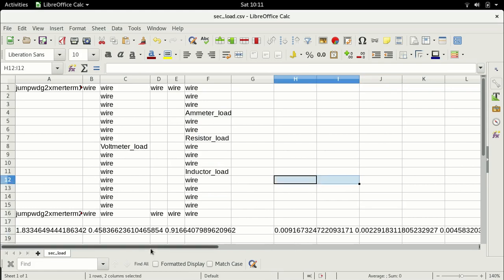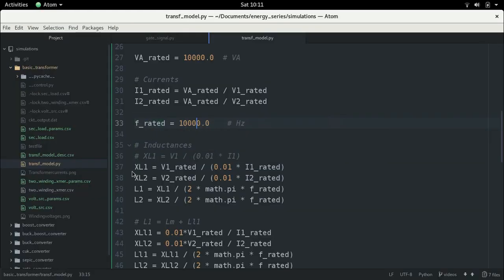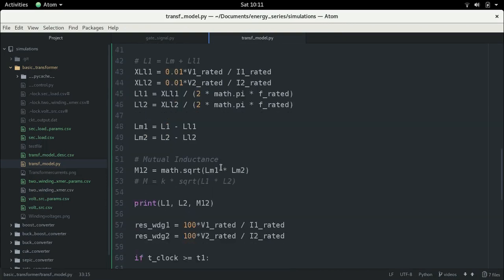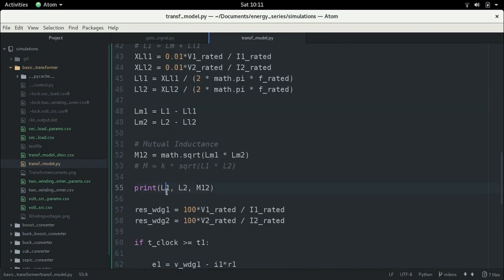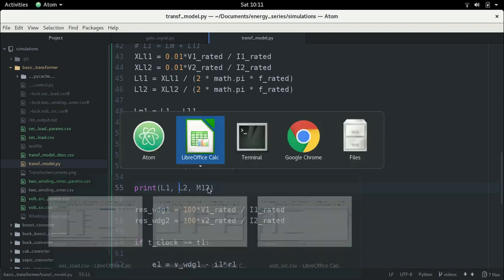So the idea behind this exercise was to compare our inductance. So what are we plotting? Let's go back to the code again and check. I am plotting self-inductance of winding 1, self-inductance of winding 2, and the mutual inductances between the two windings, right?